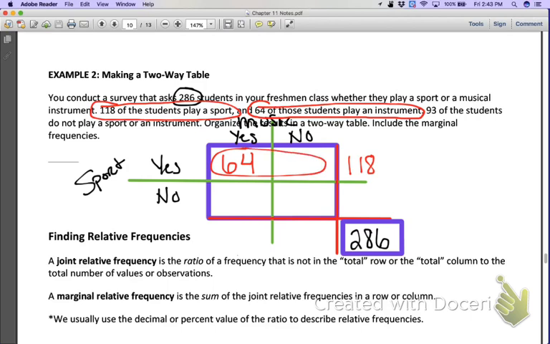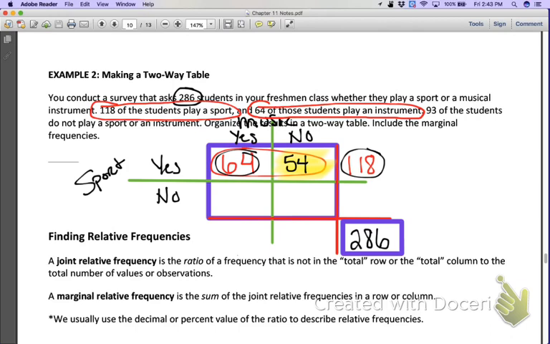It says 64 of those students play an instrument. So then how do we figure out what is right here? How many of those students play a sport but don't play an instrument? Anybody want to take a stab at it? 124. So 54 students don't play an instrument, but they play a sport. All we had to do there was just take the 118 that I had and subtract the 64 to get the 54 that I have.